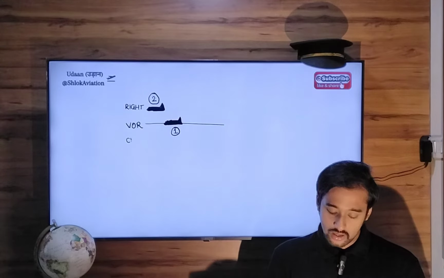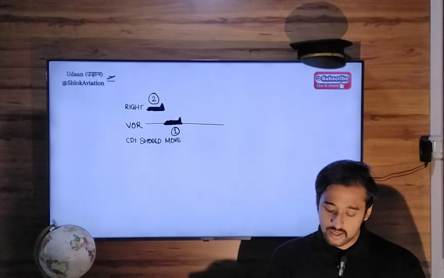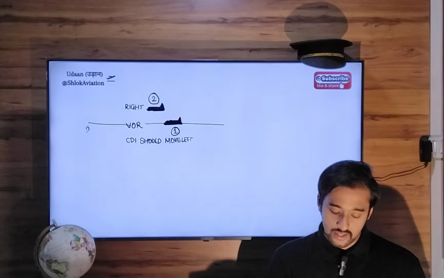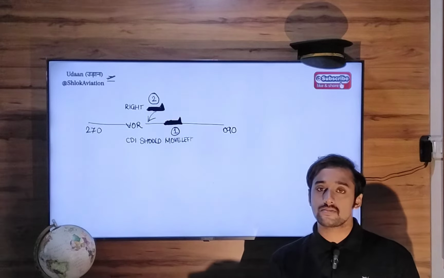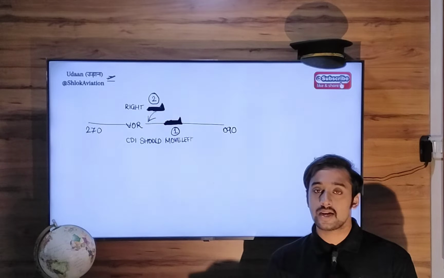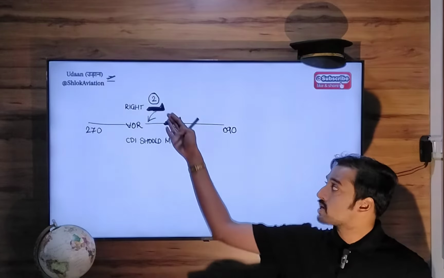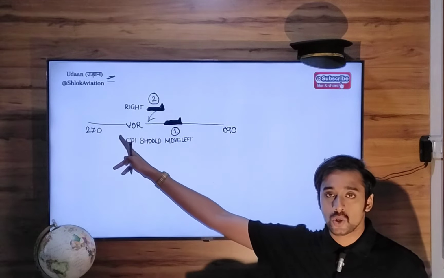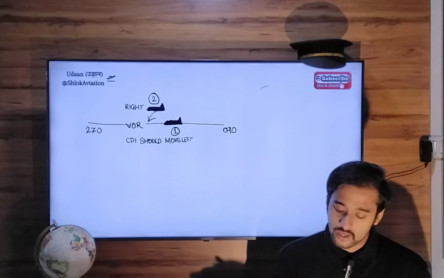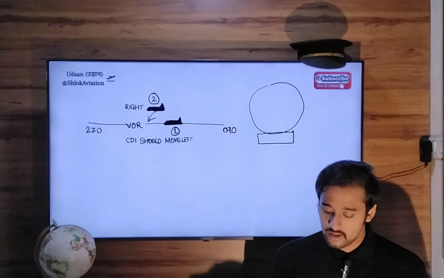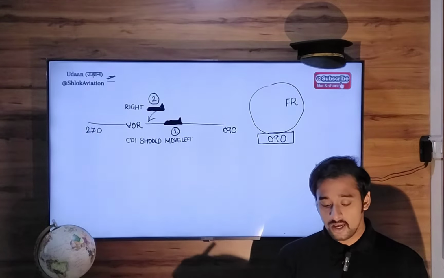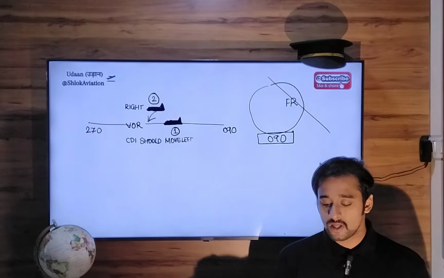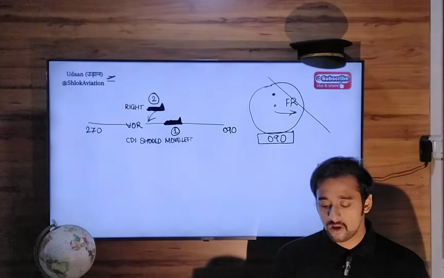So the CDI should move to the left hand side, right? Because the track 270/090 is to your left hand side. So the correct expectation is that the CDI should move to the left hand side so that you turn left and then come back to your track. But since you have put 090 in the OBS selector instead of 270, where will your CDI move? It will not move to the left hand side, but it will move to the right hand side.